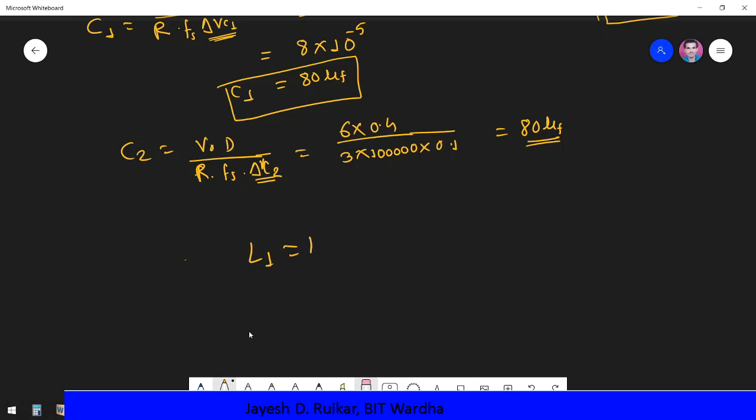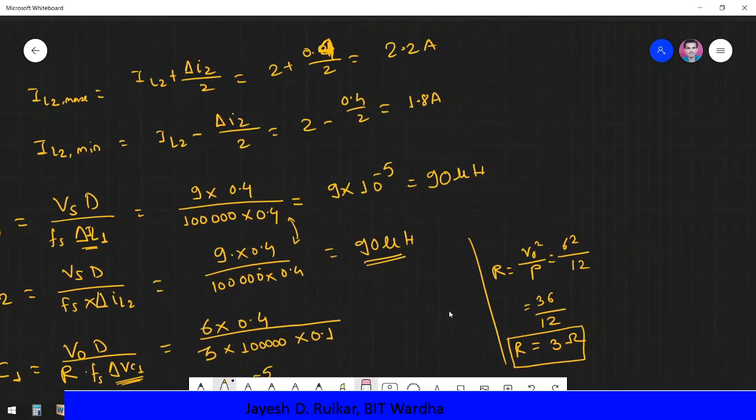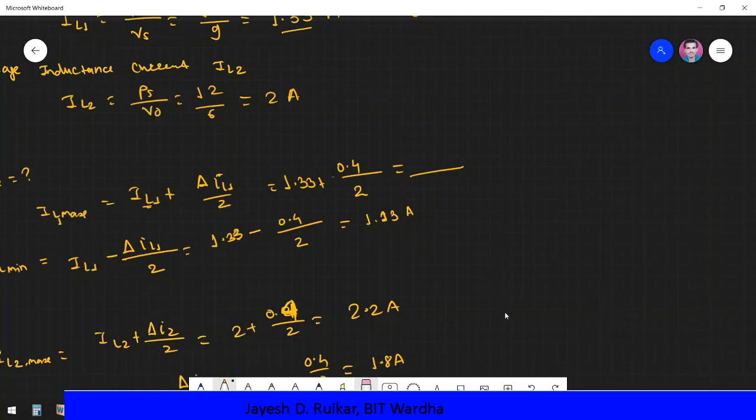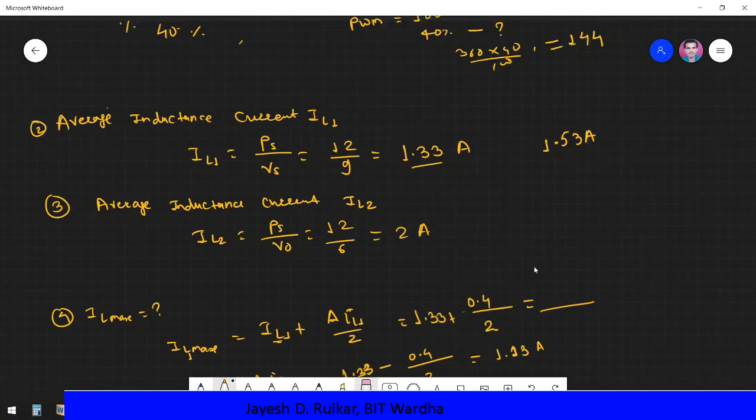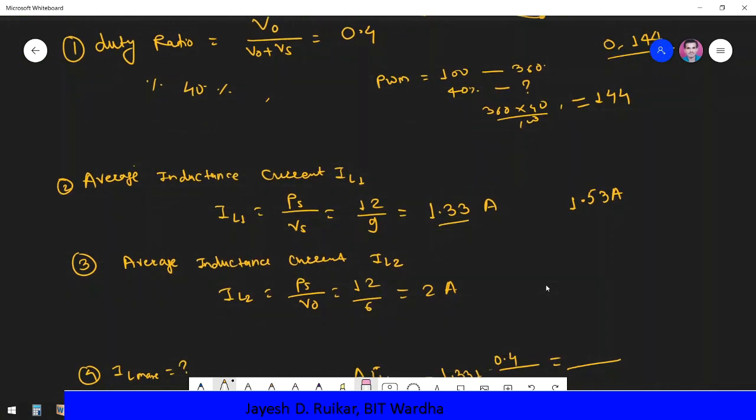So L1 is equal to L2 is equal to 90 microhenry. C1 is equal to C2 is equal to 80 microfarad. And then we have Vs is 9 volt. Okay, and what are the other terms we have got? For the PWM pulse we got 144. Okay, let us start, and now let us design.